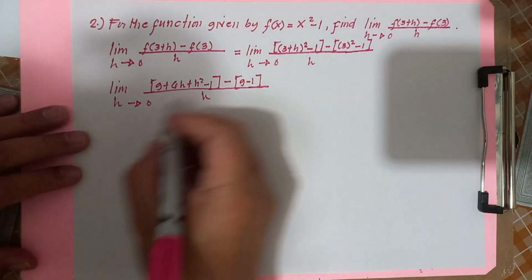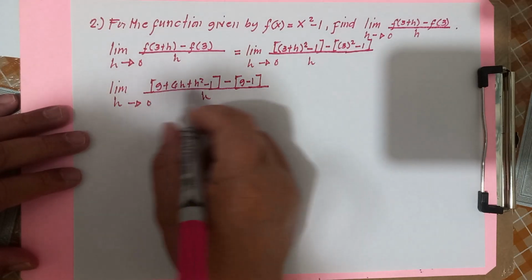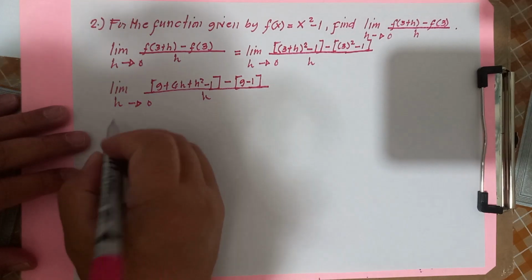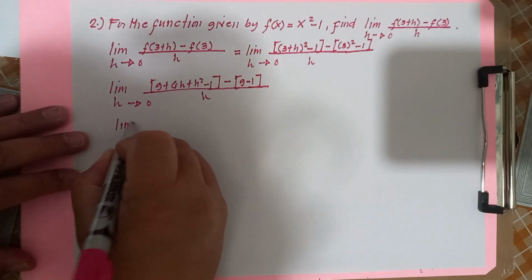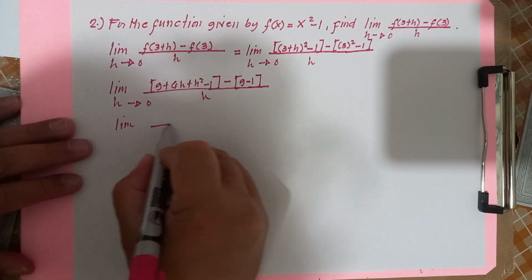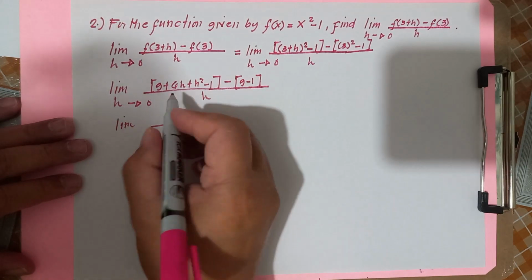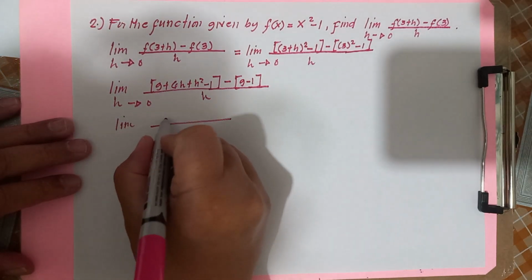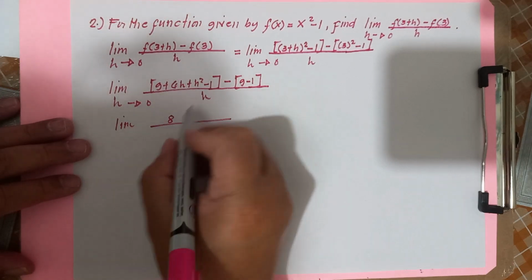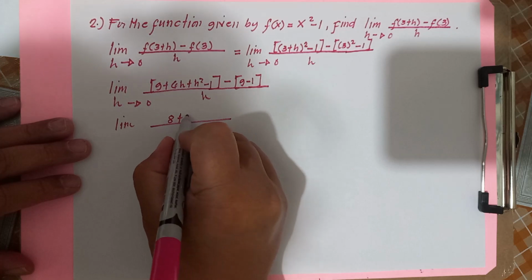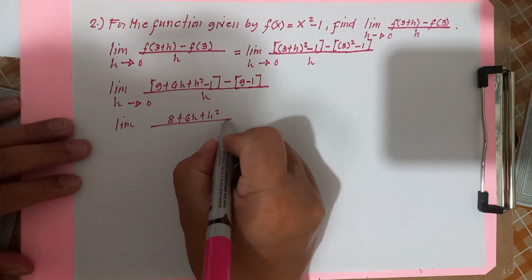Now let's continue in here, having the operation. We are not yet using the limit. So let's just recopy the limit. Now this one, subtract. That is the same as 9 minus 1, that is 8. So we have 8 plus 6h plus h raised to 2.